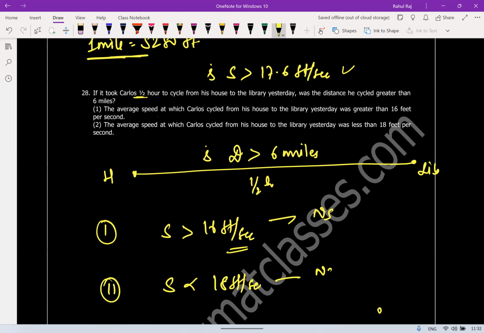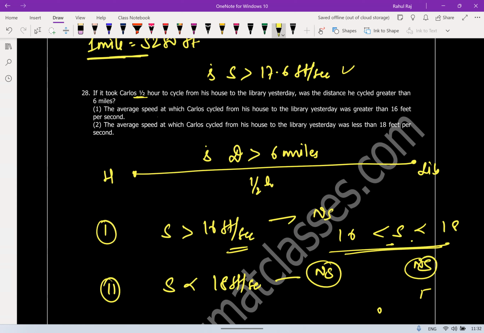So not sufficient. Even if you combine, when S lies between 16 feet and 18 feet, I cannot at all say that it is greater than 17.6 or not. It could be 17, it could be 17.8. So not sufficient. E is the answer. The question might look a bit twisted, but these are pretty simple if you understand it.